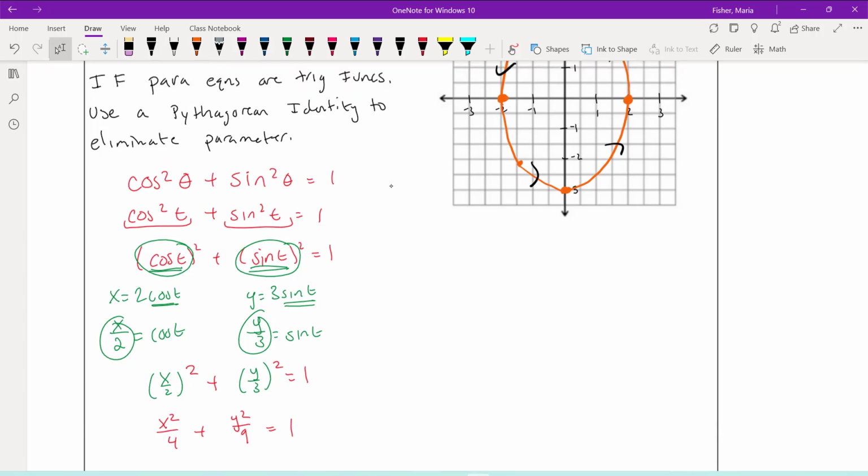Now we can look to find the domain of this from the picture as well. WebAssign is not going to ask you for the domain of this one, but if you look here, you can tell that your x's are trapped between -2 and +2. So we can say that the domain here is x such that -2 is less than or equal to x, which is less than or equal to 2.